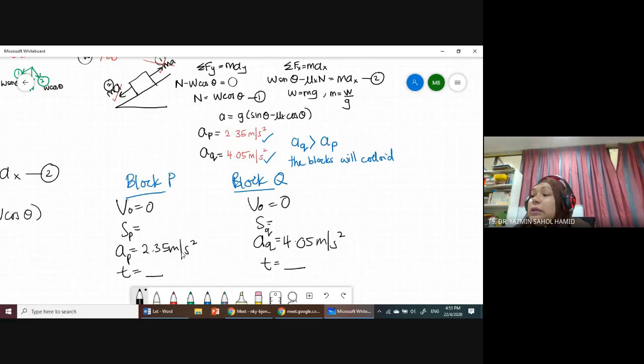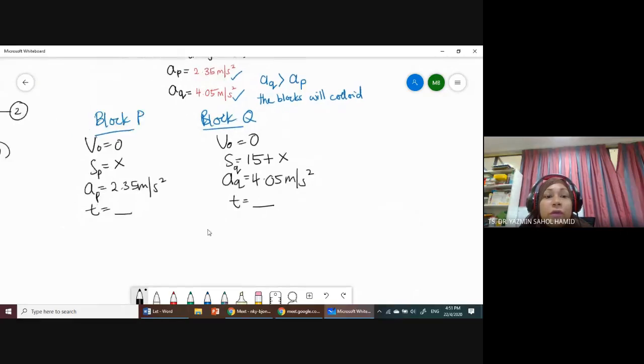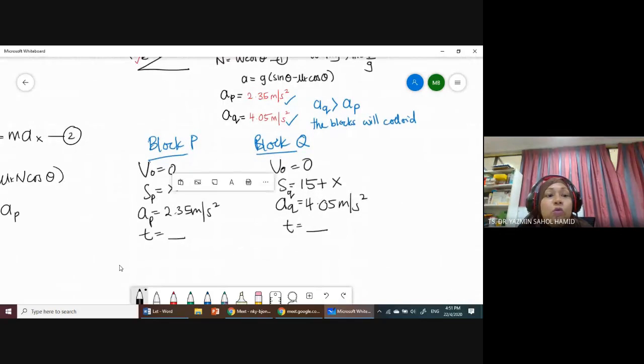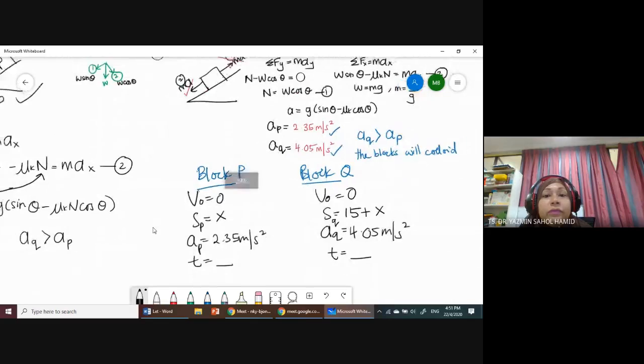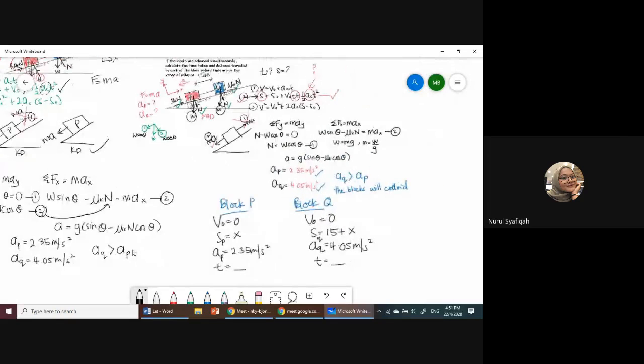Okay, so now let's assume our S for Q will be 15 meters plus X. Our S for P will be X. Right? Because it will always be 15 meters apart, but P is still moving, and Q is moving faster. So these are the values that we know. Basically, what have we decided? Which kinematic equation are we going to use? The second one.